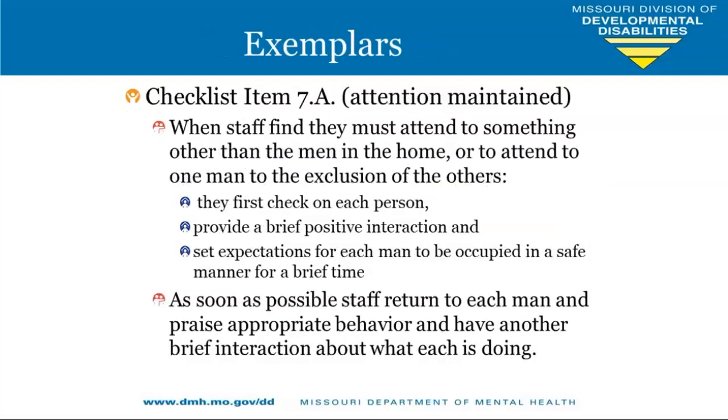If we're talking about a situation where there's definitely an attention maintenance component, we could say something like, if staff recognize that they have to attend to something other than the people that are in the house, or they've got to attend to one person to the exclusion of others, tell me if that describes a situation you may have worked in, where there are multiple people in the house and they all want all the attention. In those situations, you first check on each person to see how they're doing. You provide a brief positive interaction with each one of the people, and you set expectations with each of the people on how they're going to be occupied in a safe manner for a brief time.